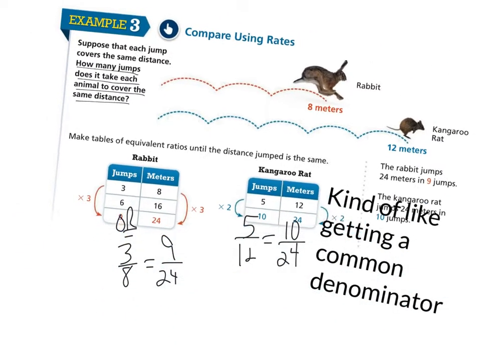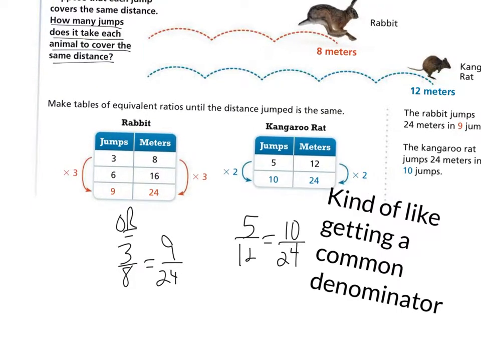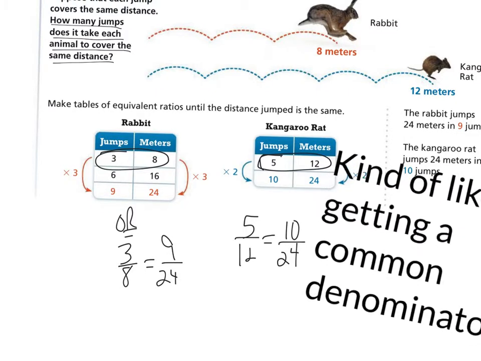So what they did here in the book, they made a table. They looked at this, they see the rabbit jumped 3 times and it went 8 meters. So this was already given to you. 3 jumps, 8 meters. Kangaroo rat, 5 jumps, it went 12 meters. Obviously their distances are not the same, so we want to get them to have the same distance. Well, like I've got over here, this is actually kind of like getting a common denominator.